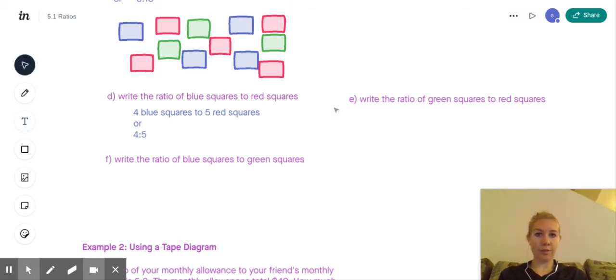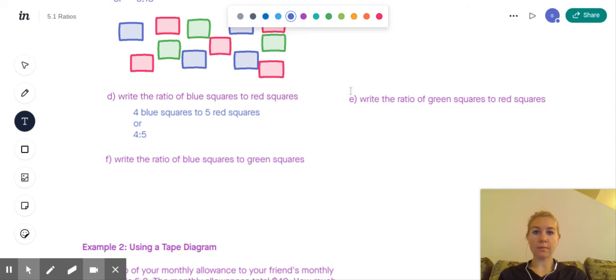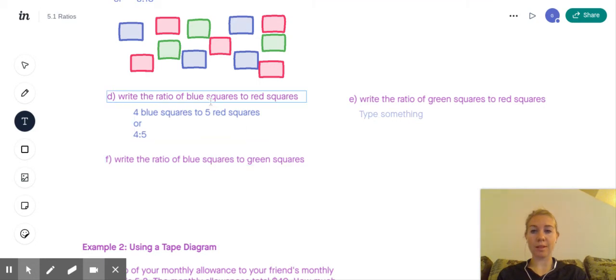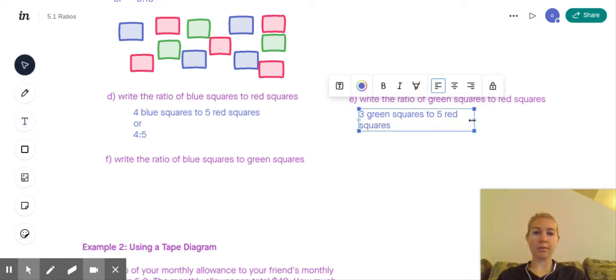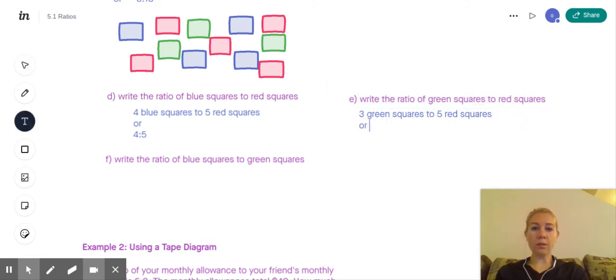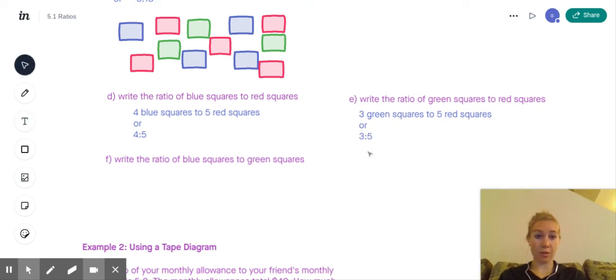I challenge you to pause the video and see if you can solve problems E and F on your own. Problem E says write the ratio of green squares to red squares. Let's count our green squares. 1, 2, 3. 3 green squares to, let's count our red. 1, 2, 3, 4, 5. We could write it that way with all of the words, or we could say 3:5. 3 to 5. This colon means to.